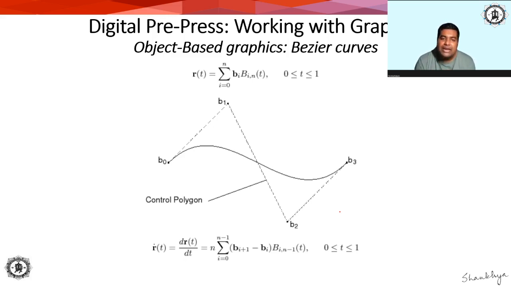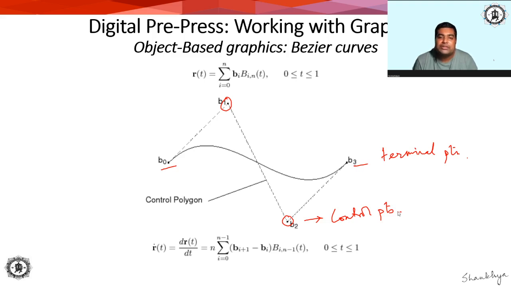So try to take a look at the curve that you see in front of you. This is a particular curve, the continuous black line, starting at b0 and ending at b3. These are the terminal points, that is b0 and b3. And there are two additional points, b1 and b2. These are known as the control points. So what do these control points do, and what is the difference between the terminal points and the control points really? Let us understand that.